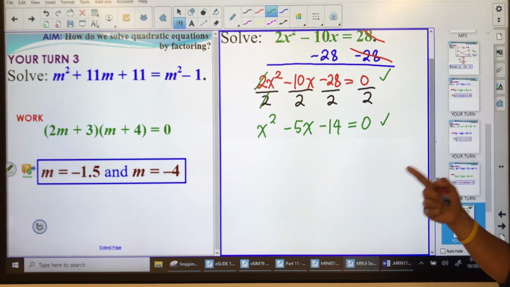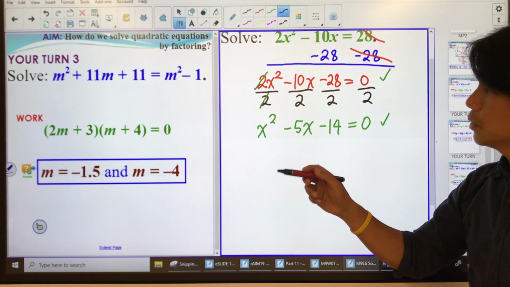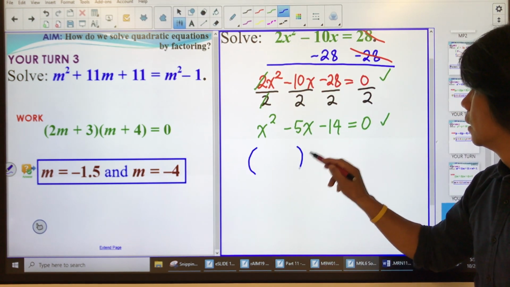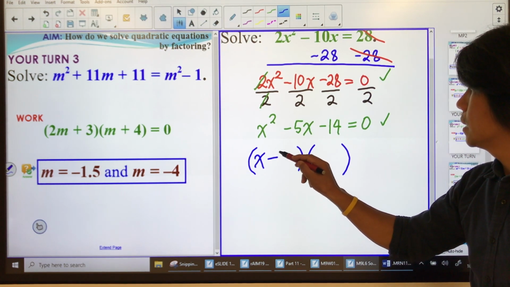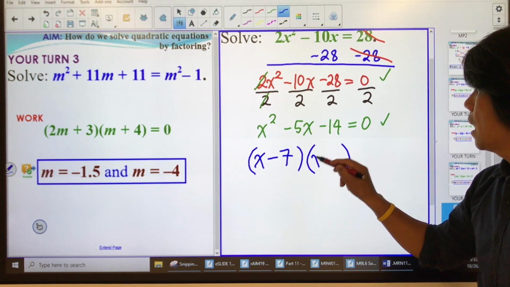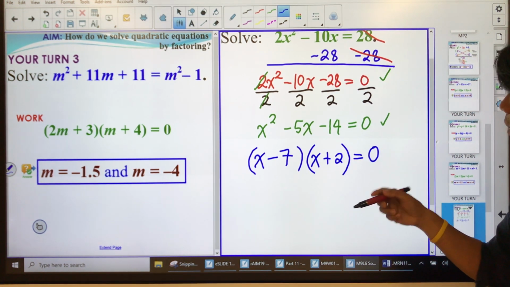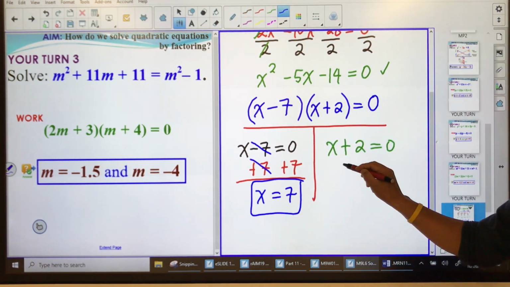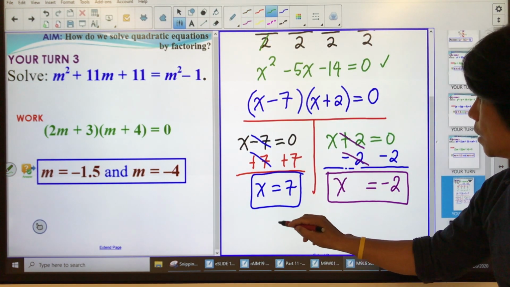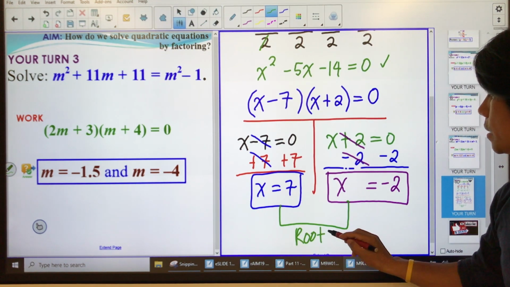That's step 1. Now step 2, using crisscross method, we're not going to show that to you. You will end up with x minus 7 times x plus 2. Again, you have to put equal to 0. And these are the roots of the given quadratic equations.